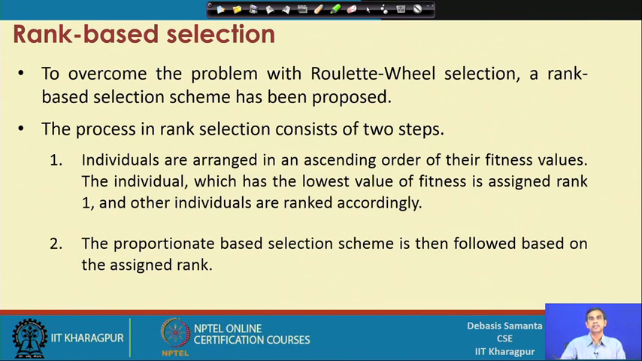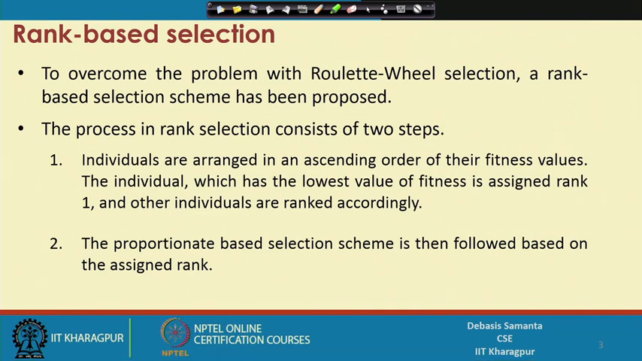This process consists of broadly two steps. All the individuals are arranged in ascending order of their fitness values, and the individual which has the lowest fitness is assigned rank 1, the next lowest fitness value is rank 2, and so on. Once the rank is assigned to each individual, we follow any proportionate based selection scheme like canonical or Roulette wheel. This way we will see how the favor towards the highest fitness value given by Roulette wheel has been checked in the rank based selection method.